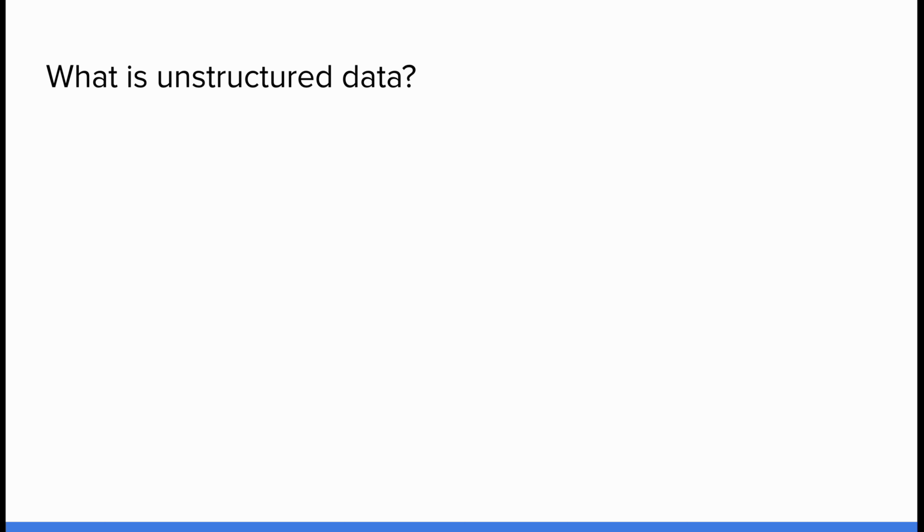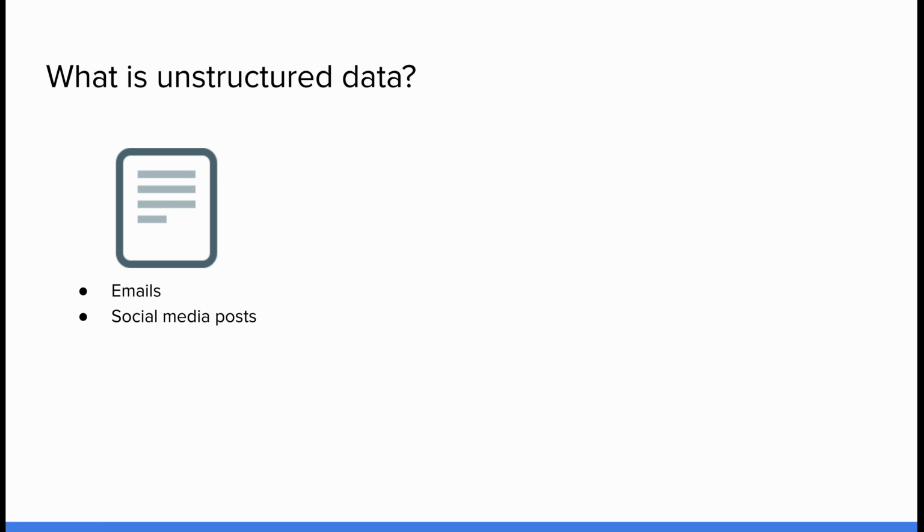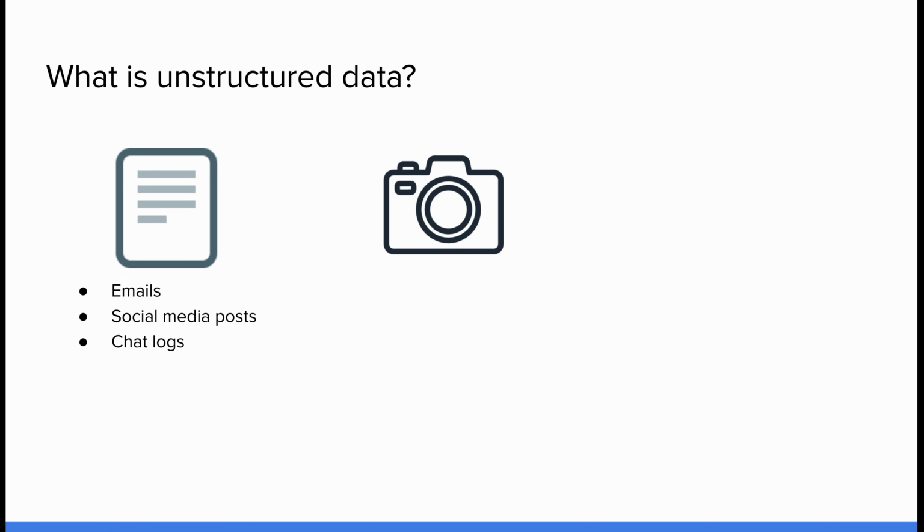What is unstructured data? Well, in this case, it may be helpful to start with examples and then notice what they have in common. On the left, we have text-based unstructured data, which includes things like emails, social media posts, and chat logs. In the middle, we see image-based data. Examples include smartphone pictures, MRI scans used in medical diagnoses, and satellite imagery for mapping or monitoring.